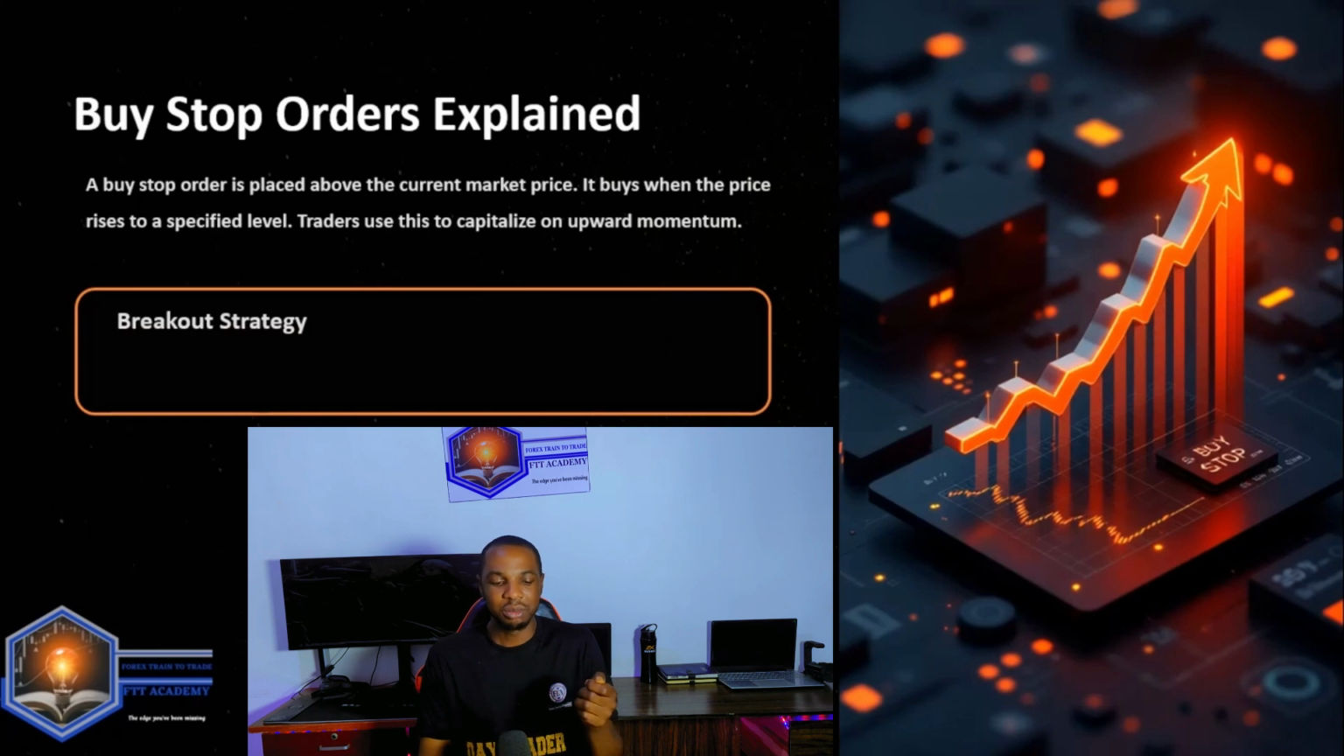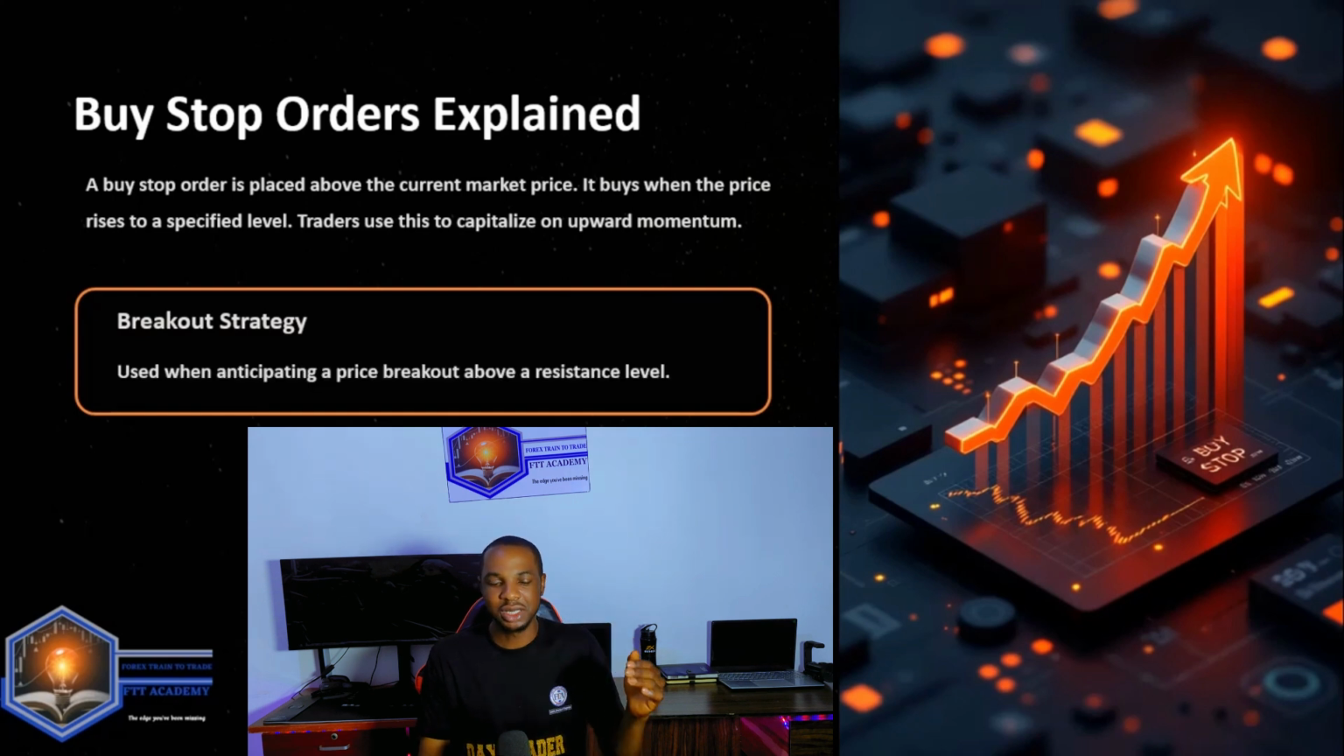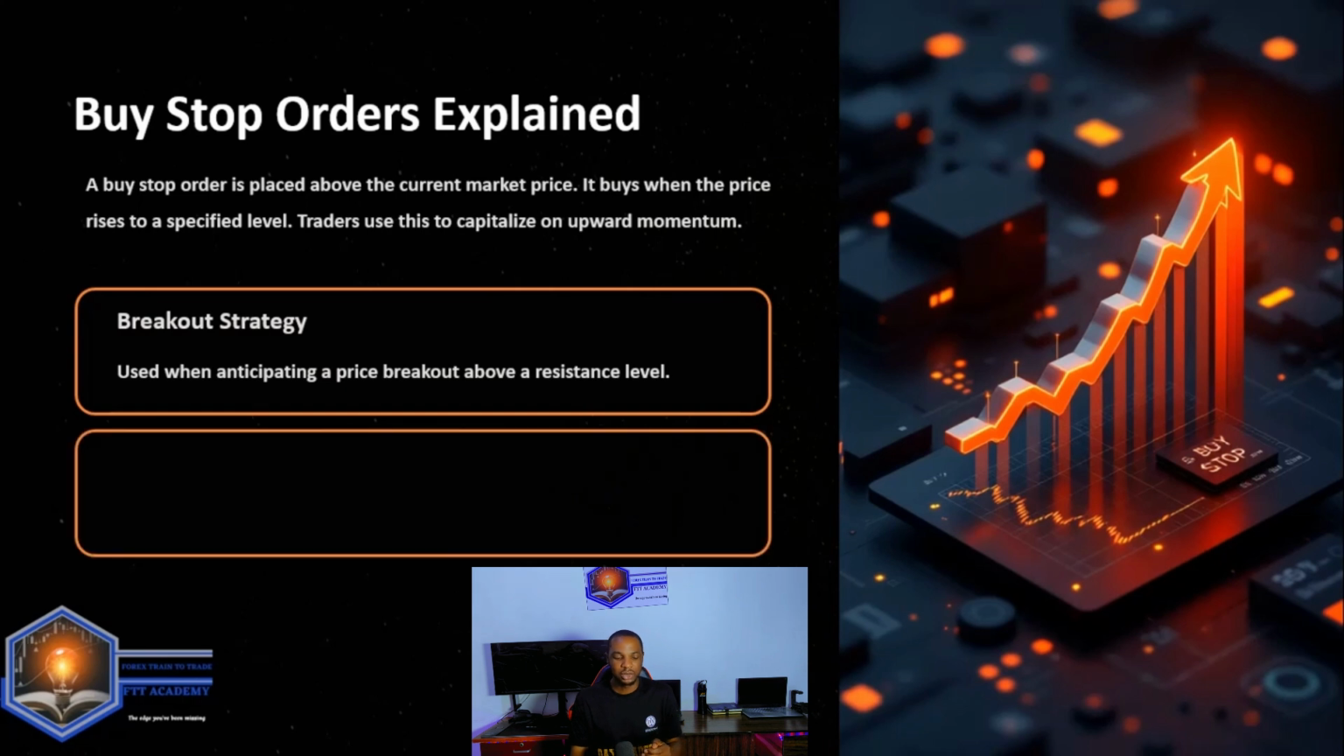You can use it in breakout strategies. For those who trade breakout strategy, you can use the buy stop order to enter because you are anticipating that the market is going to break above a resistance level or a supply level, and you enter and continue with the momentum. Then you can also use it for momentum trading. For those who practice momentum trading, people like us who usually enter some trades with momentum, you can use buy stops to enter so that we enter with momentum in the market.